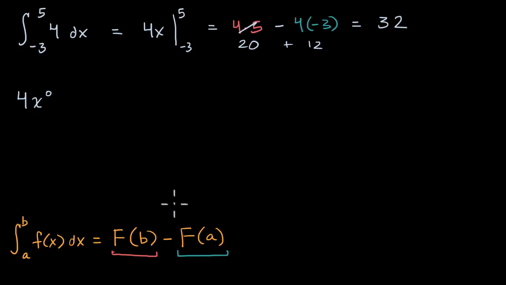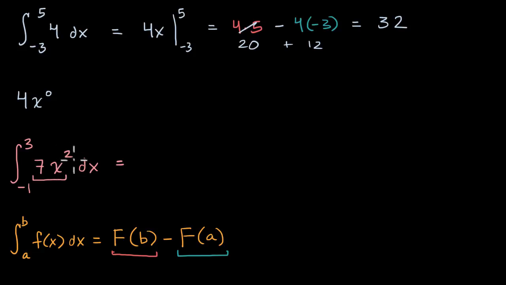Let's do another example where we're going to do the reverse power rule. So let's say that we want to find the definite integral going from -1 to 3 of 7x squared dx. What is this going to be equal to? Well, what we want to do is evaluate what is the antiderivative of this. Or you could say, if this is lowercase f of x, what is capital F of x?